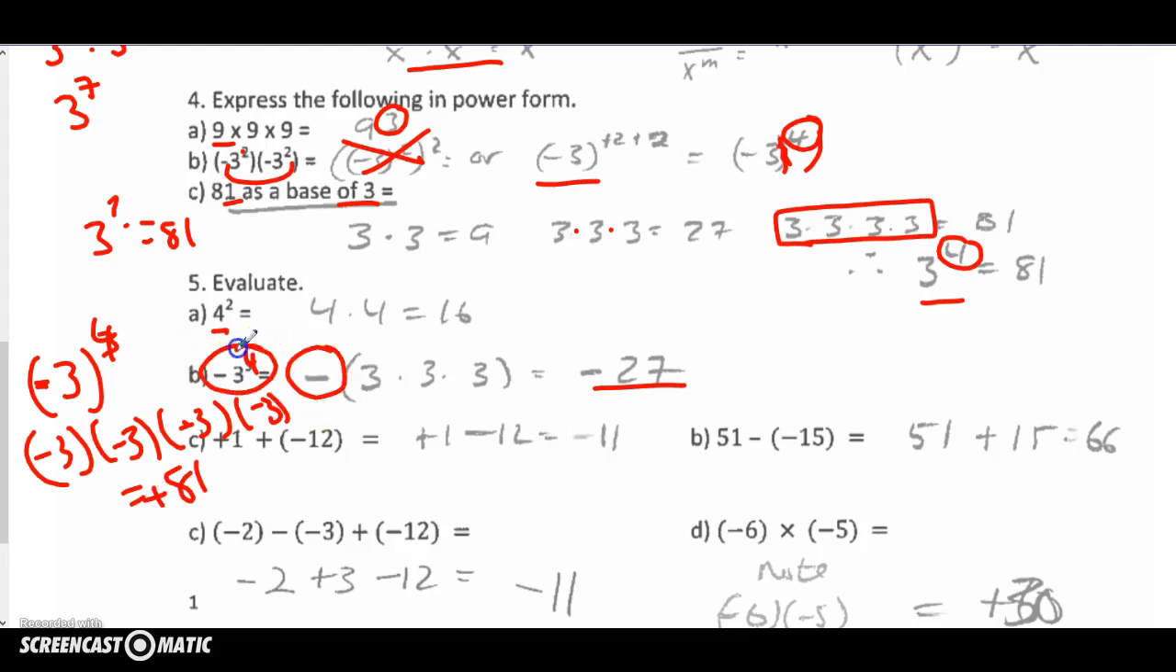This, if I had negative 3 to the 4, that's the negative of 3 to the 4. So 3 to the 4 is 81, but I want the negative of it. So this is always going to be negative. Okay.